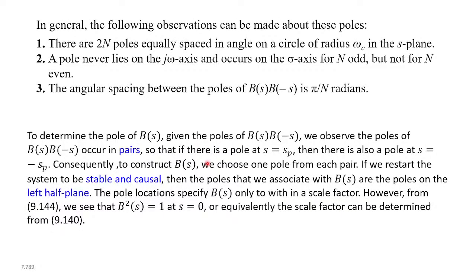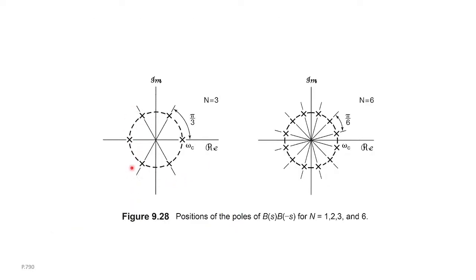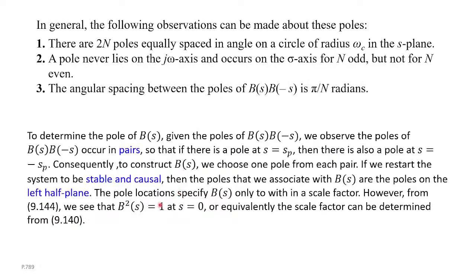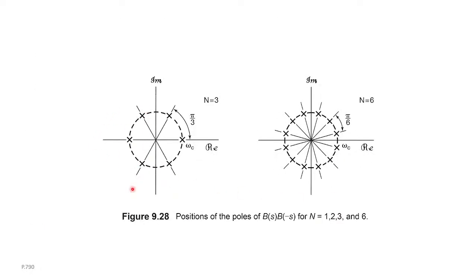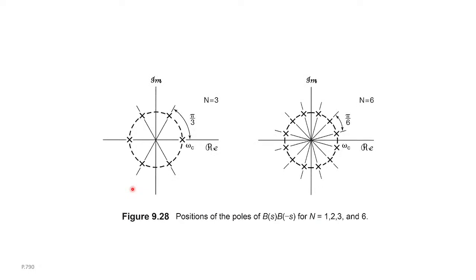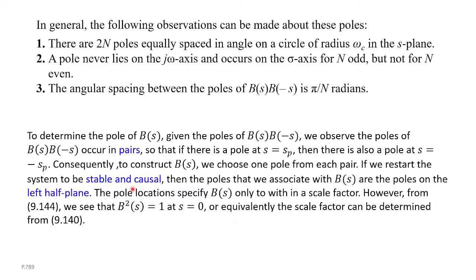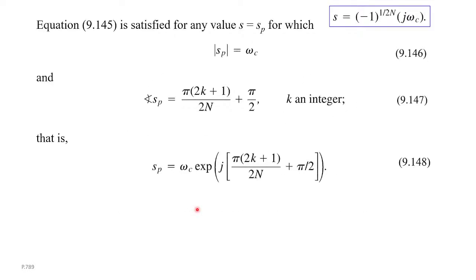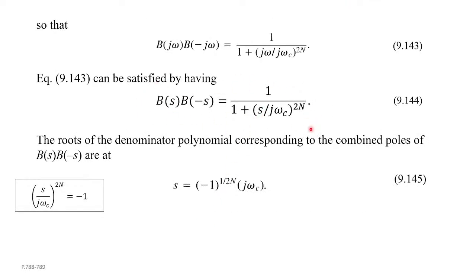So now we know B of S is built from poles of those things, and there are no zeros, and we want it to be a rational function. The only thing left is that there might be a scaling factor. We know the pole locations, and there might be a scale factor. We can check an earlier equation.